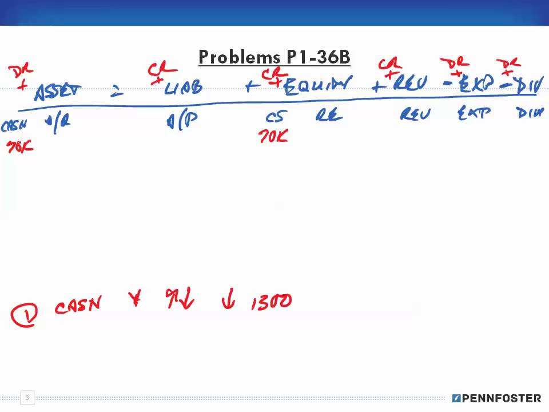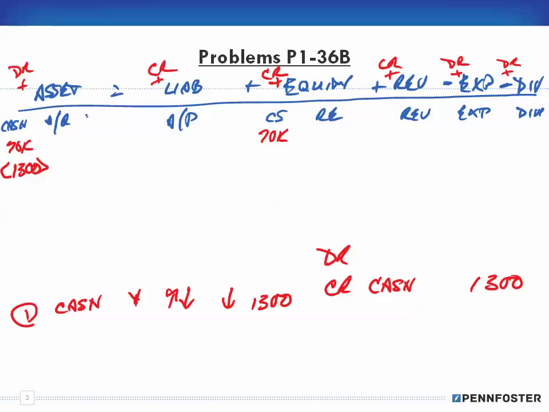Well, if cash is an asset and I increase the assets on the debit side, that means I have to decrease the asset on the credit side, right? So my journal entry would be a credit to cash for $1,300. So that means I'm subtracting $1,300 in cash. And what am I buying? Well, I'm buying office supplies, right?